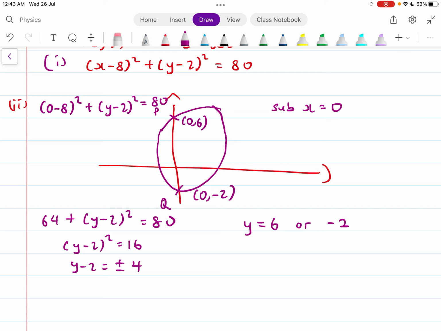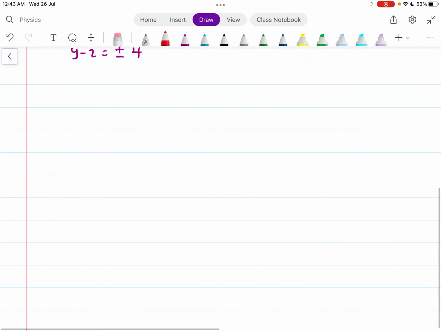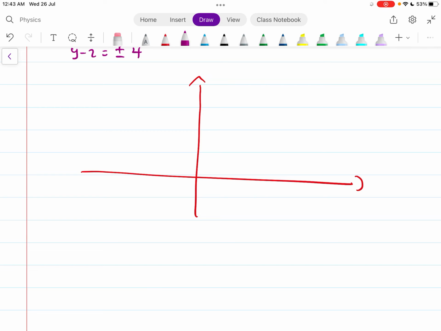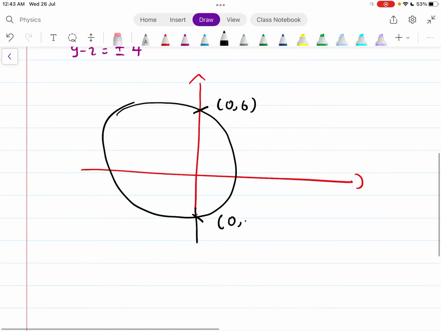Right? Okay, so let's move on to part 3. Let me just erase this first. They say that a second circle, center B, also passes through P and Q. State the y coordinate of this new circle. Okay, so let me just write here. Same thing, we have a circle. Then this point is (0, 6), and this point will be your (0, -2).